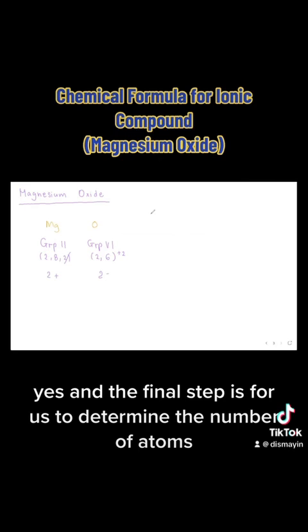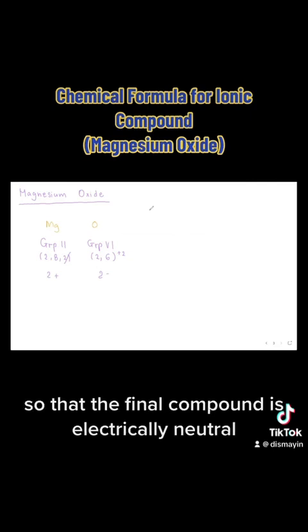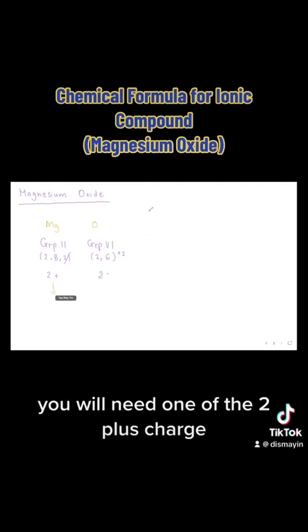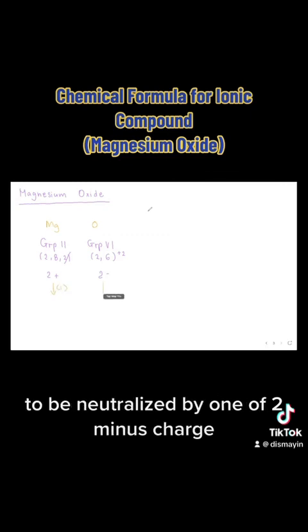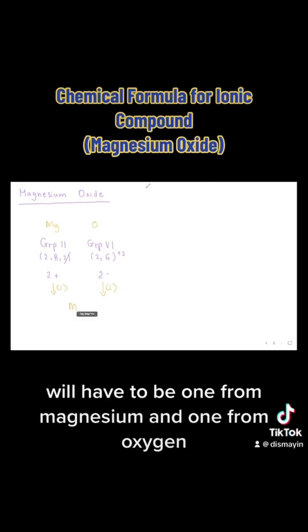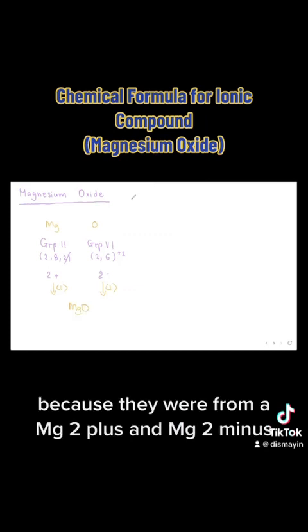And the final step is for us to determine the number of atoms that will be required for each element so that the final compound is electrically neutral. So over here, you will need 1 of the 2+ charge to be neutralized by 1 of the 2- charge, right? So therefore, the final formula for magnesium oxide will have 1 magnesium and 1 oxygen, because they come from an Mg2+ and an O2-.